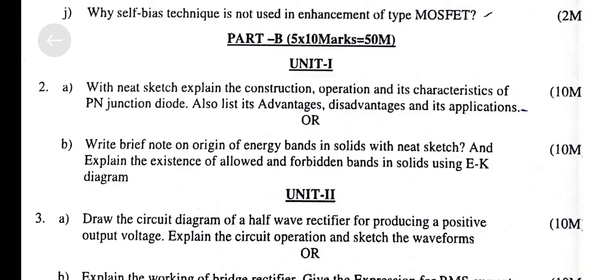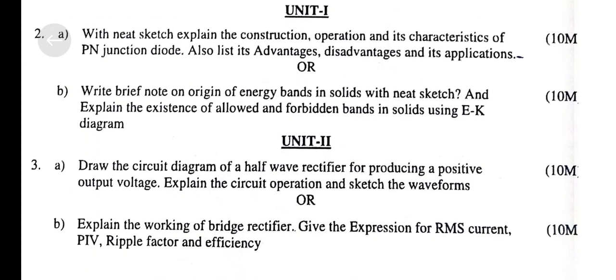Second law A, what is need, sketch, explain the construction, operation and its characteristics of PN junction diode, also list its advantages, disadvantages and its applications. B, write brief note on origin of energy bands in solids with neat sketch and explain the existence of allowed and forbidden bands in solid using E-K diagram.